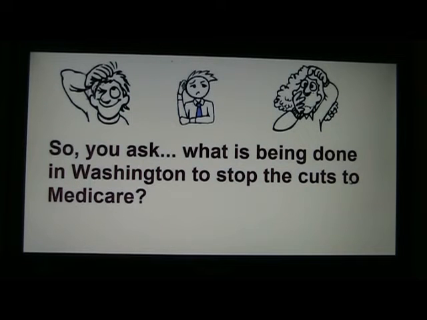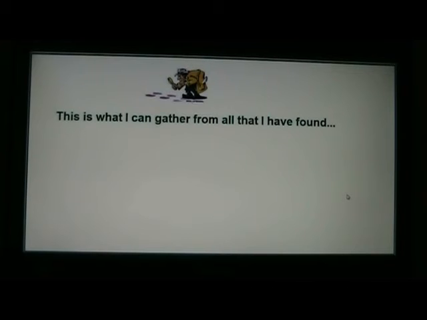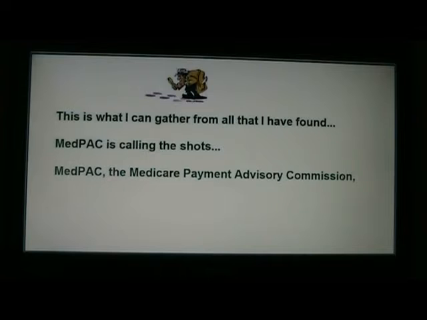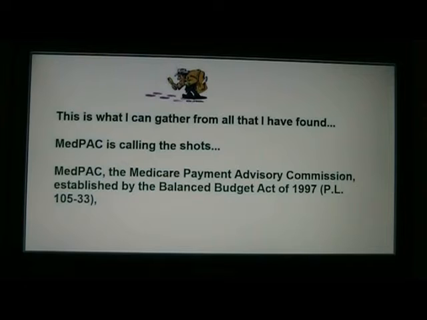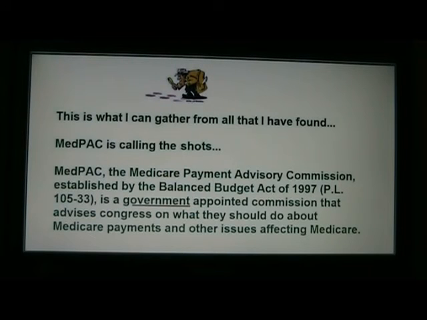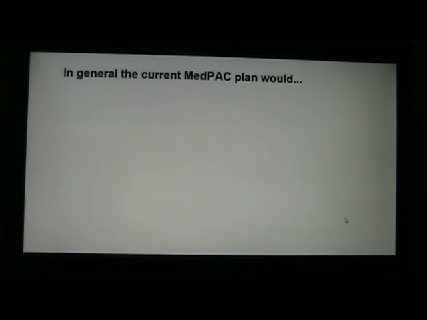So you ask, what is being done in Washington to stop the cuts to Medicare? This is what I can gather from all that I have found. MedPAC is calling the shots. MedPAC, the Medicare Payment Advisory Commission, established by the Balanced Budget Act of 1997, is a government-appointed commission that advises Congress on what they should do about Medicare payments and other issues affecting Medicare.